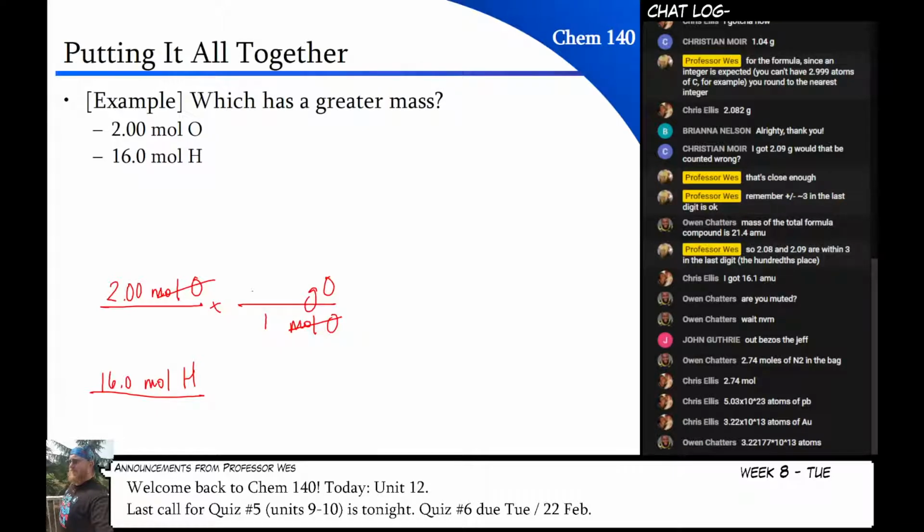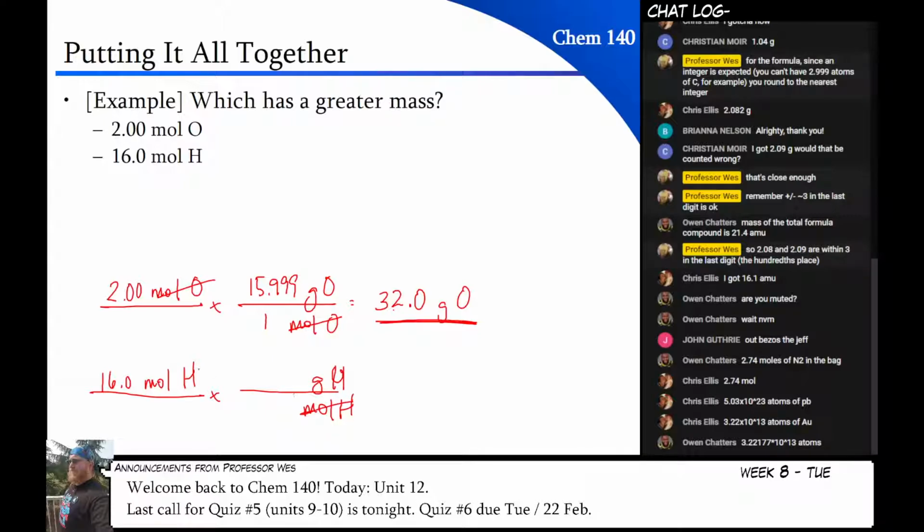We'll write that down. So there are 15.999 grams of oxygen per mole. When I multiply that together, I get, with 3 sig figs, just 32. So a 2 mole sample of oxygen weighs 32 grams. What about a 16 mole sample of hydrogen? That's so many moles. That's got to weigh a ton, right?